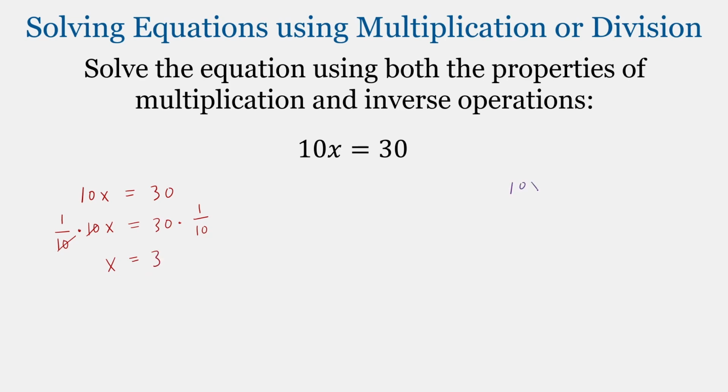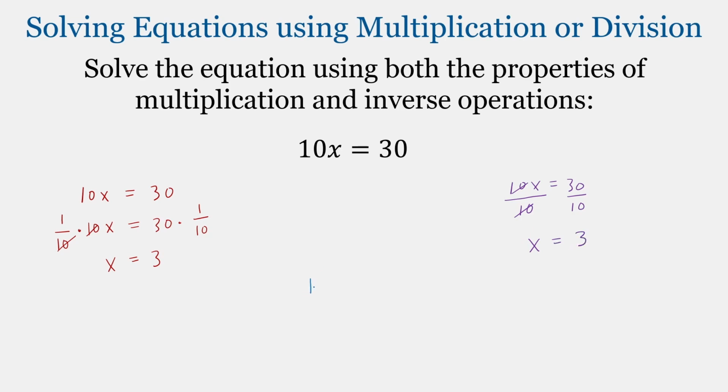Using inverse operations to solve this problem, we're multiplying by 10. So if we're multiplying by 10, we're going to divide by 10, because division is the inverse operation of multiplication. These 10's are going to cancel out, giving us x equal to 3.